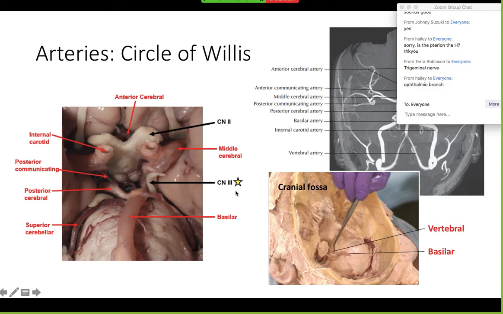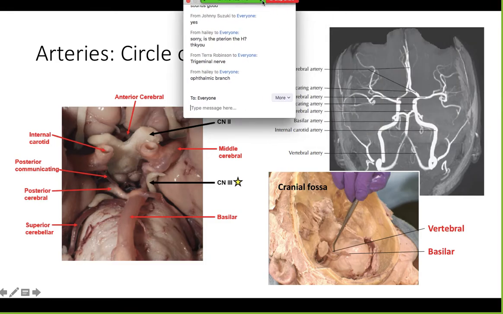Okay, and then I put a star by it here, so you can see it on the brain, cranial nerve 3 popping out between those two vessels. That's all I wanted to say about this slide.